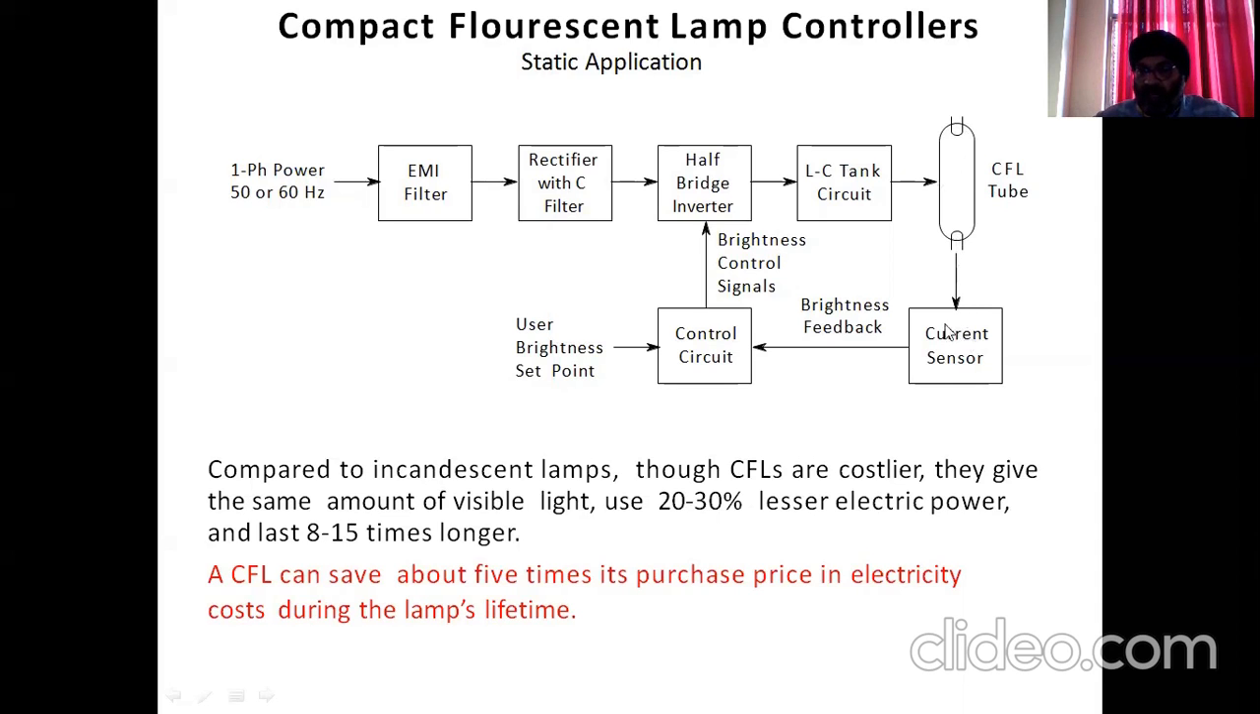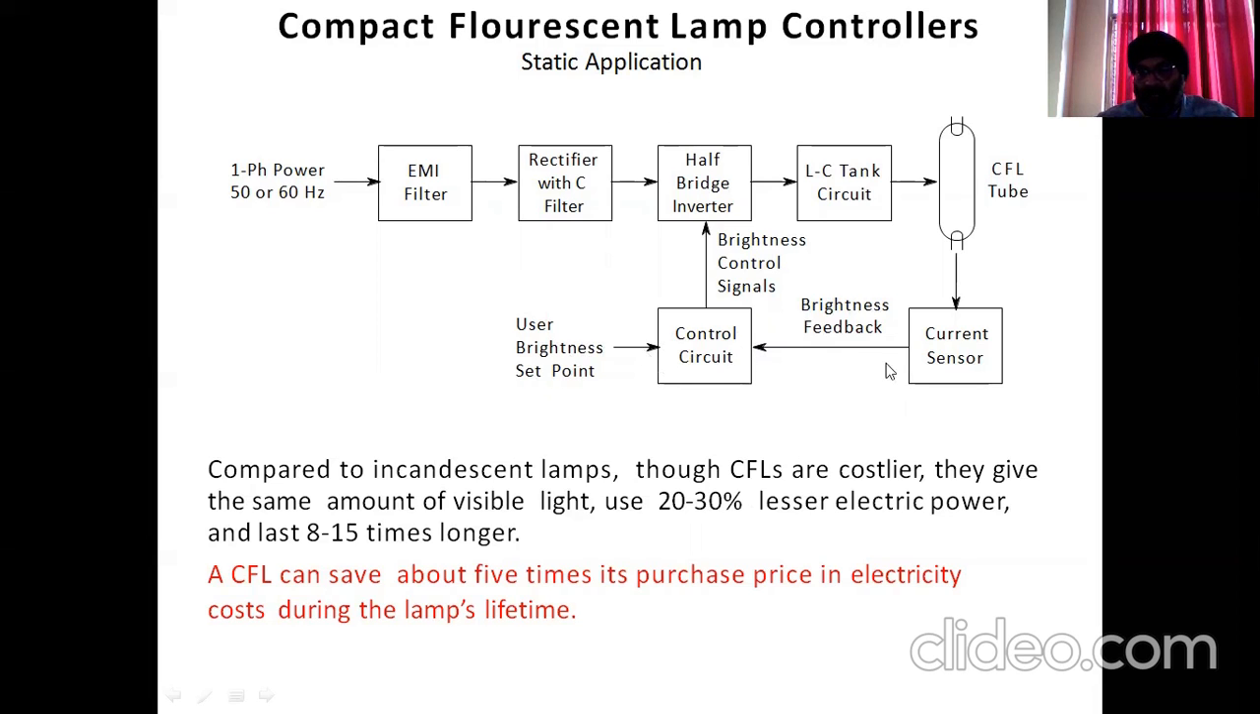And now we have a sensor over here which senses the current. Based on this current, we calculate the brightness level. This brightness level is given to the control circuit. And this is the reference brightness, meaning the desired brightness. Both of these are compared.